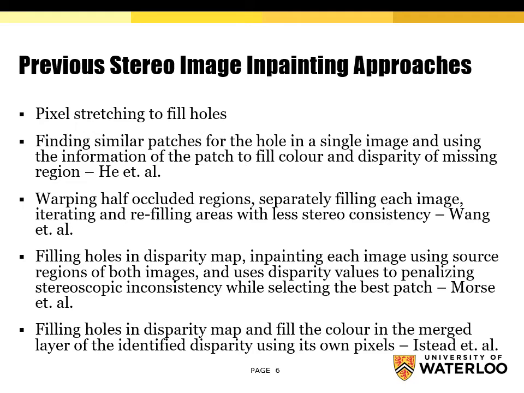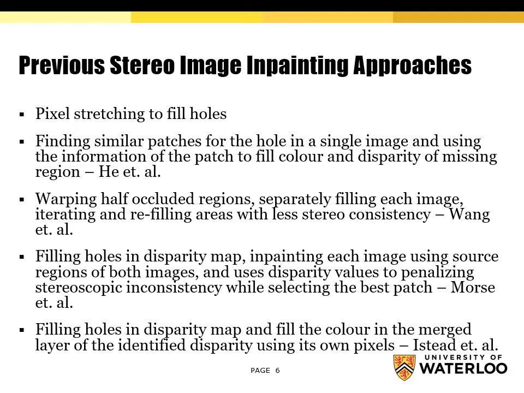Now, the next approach that was presented by Wang et al. was warping the half-occluded regions and then separately filling each image. But now, since there might be inconsistency while filling the images separately, the areas that show low stereo consistency are processed again and filled using the same technique. So this method runs in many iterations, and at every step it finds out the regions that are still not consistent in both images and fills them again.